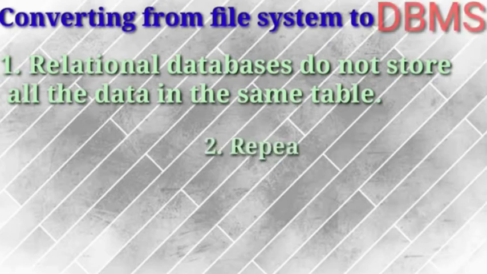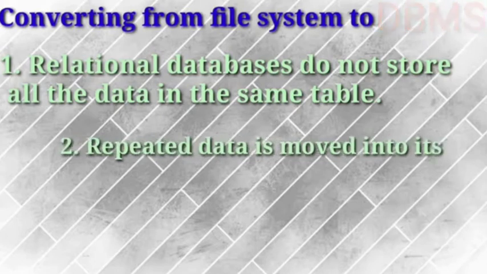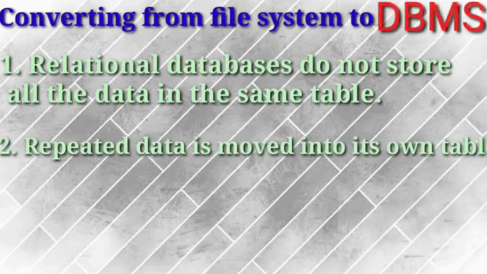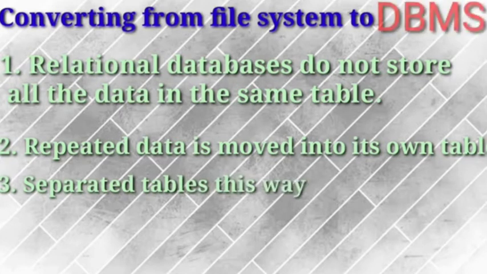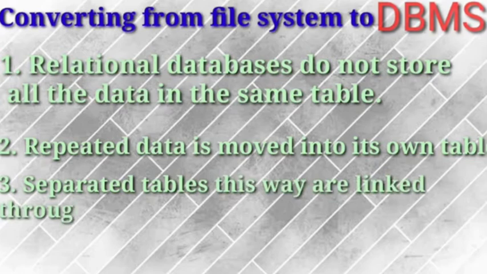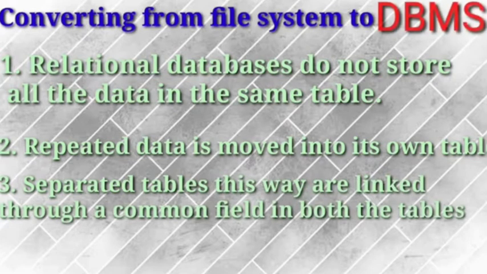The second most important point while creating a relational database is that repeated data should be moved to its own table. Wherever required, the data should be created in separate tables. The third point is, as the data is moved to separate tables, it makes it very easy to connect two tables through a common field.